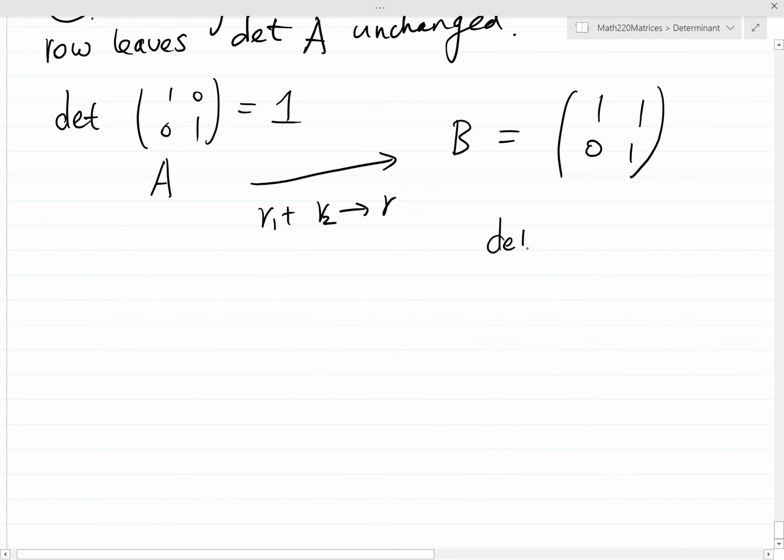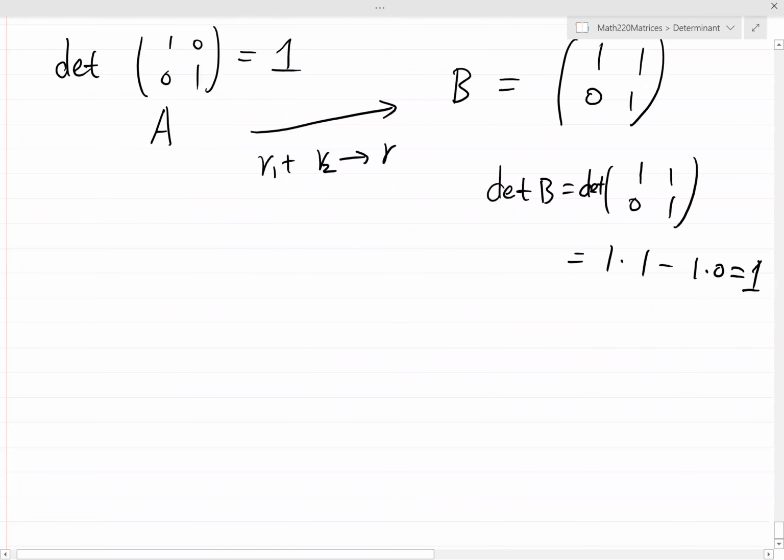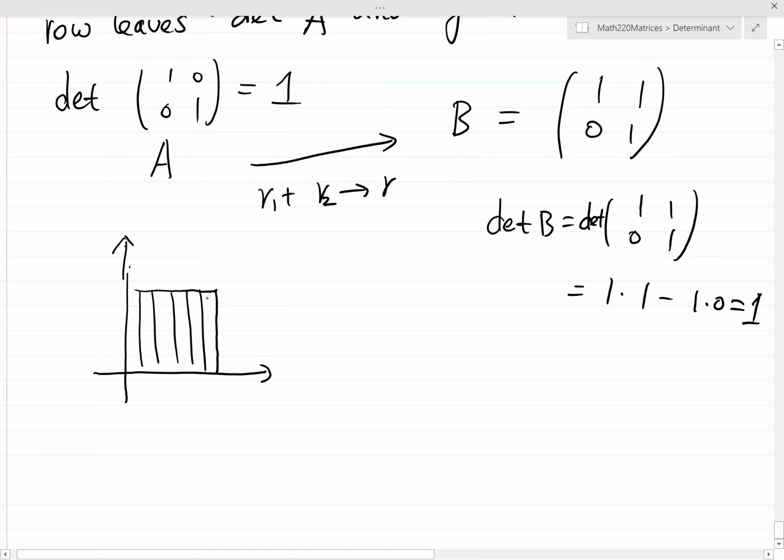Determinant of B, you can check. Determinant of the matrix 1, 1, 0, 1. So what you get is 1 times 1 minus 1 times 0, which is again 1. The geometric picture is the following. A is the identity matrix, so you plug in the unit square and you output the unit square. So you get the identity, and this area is 1. Okay, area is 1.